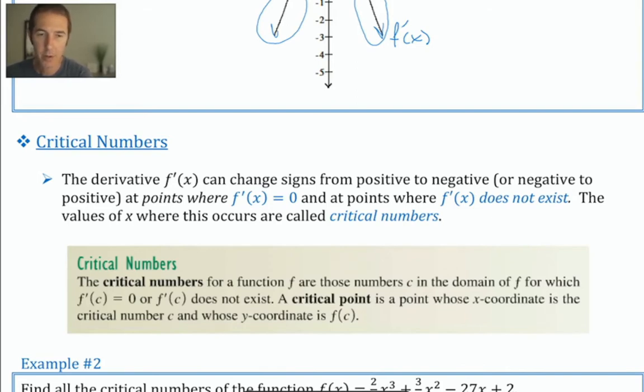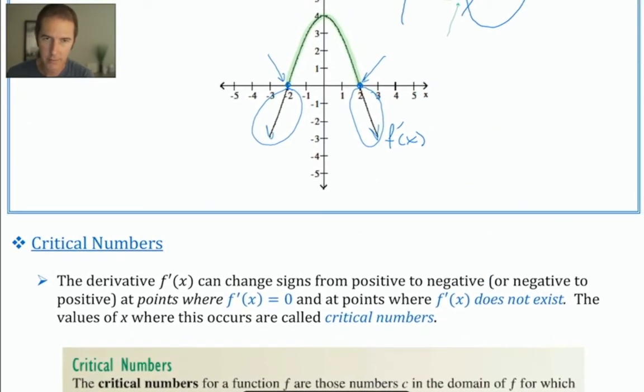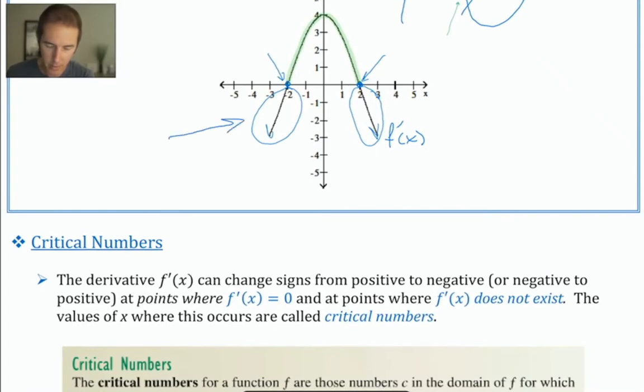So speaking of f prime equaling 0, the derivative can change signs from positive to negative. Obviously, that's happening in this graph up here. F prime is negative here, and then here f prime is positive. So it changed when x equaled -2. Here f prime was positive, and here f prime is negative. It changed when x was equal to +2.